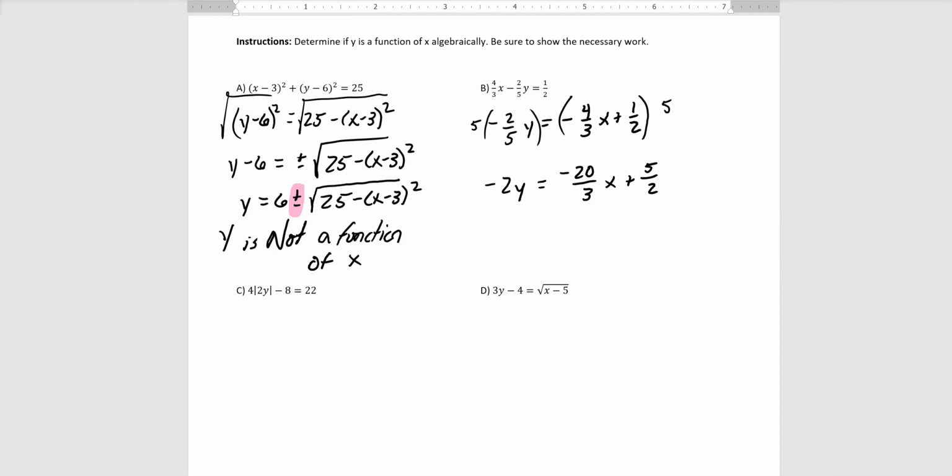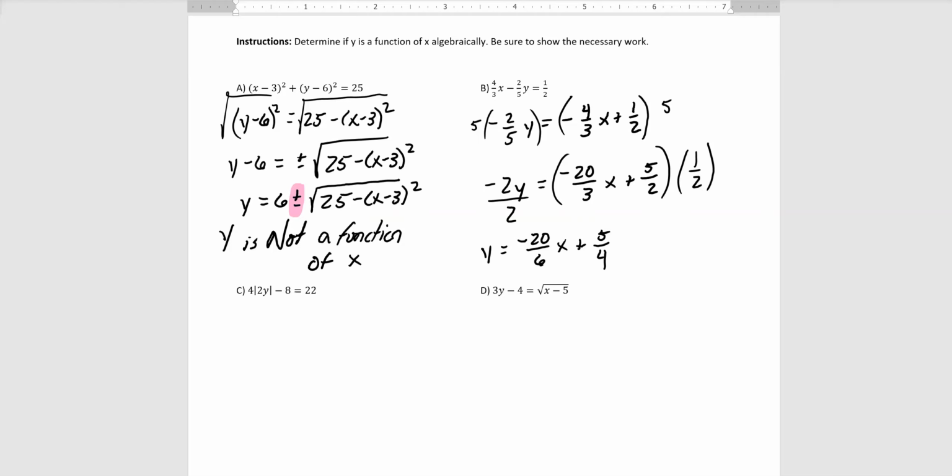Now I need to divide everything by -2, which is the same thing as multiplying by -1/2, of course. So I would get y equals 10/3 x minus 5/4. And you're probably saying, Mr. Carter, do I need to simplify that? Well, no, not really. The goal here is just to get y by itself and determine if when I put in a value for x, I get more than one value for y.